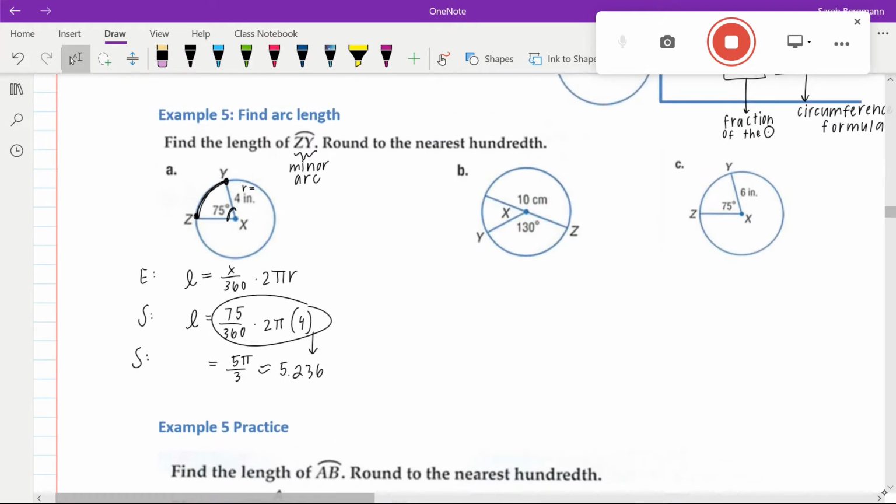So 5.236 is our answer, but it said round to the nearest hundredth, so arc ZY equals 5.24. And our units for this, since it's a length, we'll just use the units that are given for the radius. So in this case, it would be inches.